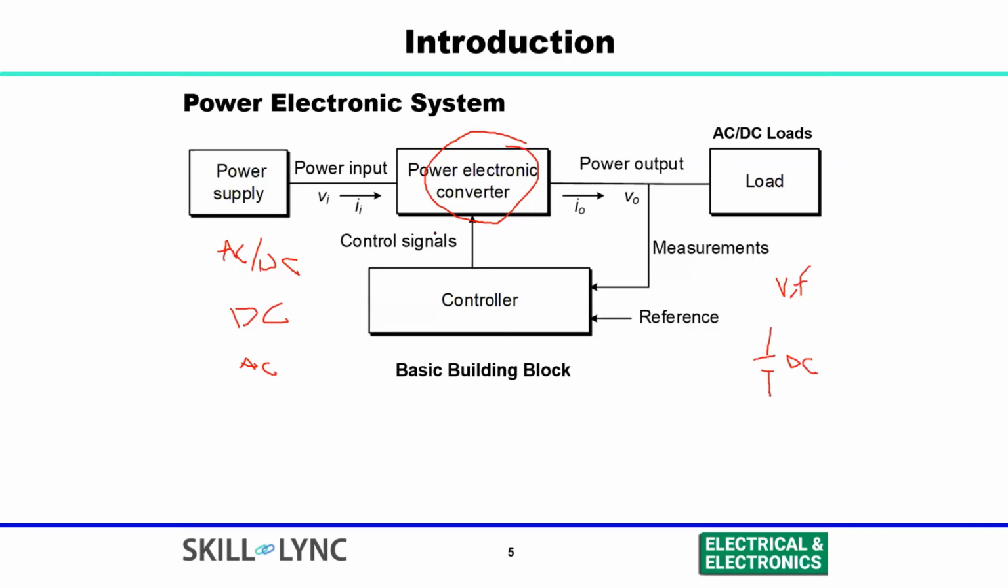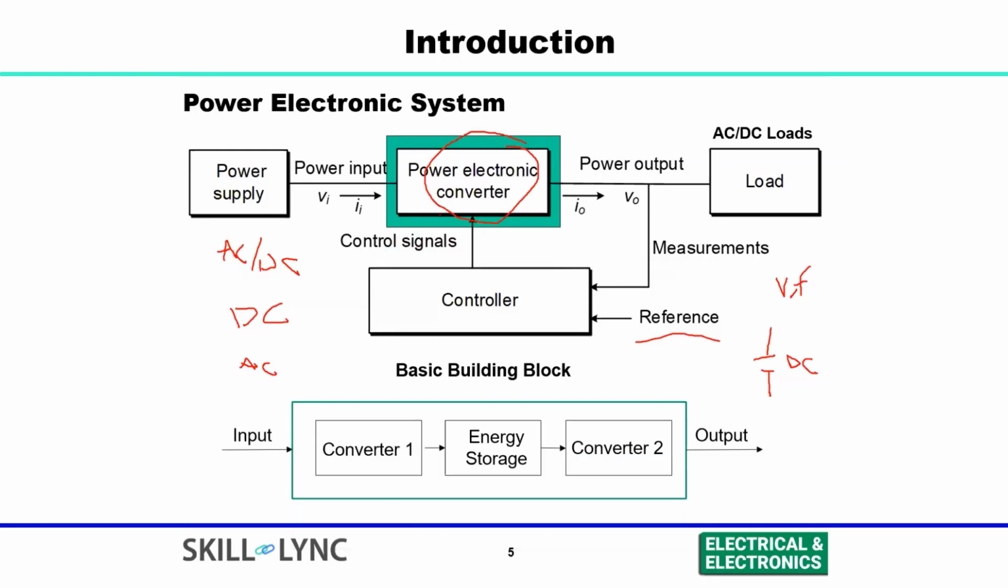So basically this controller will take the input from the measurements, and whatever the required desired value is, it tries to minimize the error between the measured values and the reference, and it will generate the control signal to the power electronic converter, and it will be operated. So this power electronics converter can be one stage or two stage.